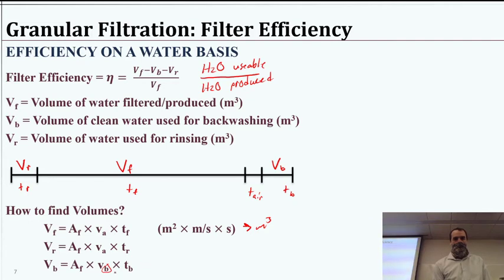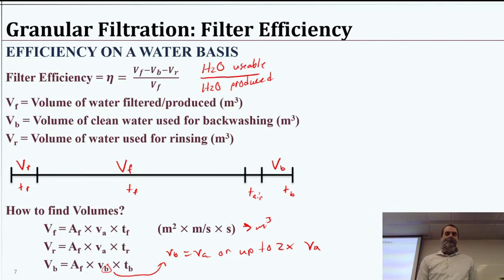Okay, so what I want to say here is that sometimes VB can equal VA, or typically up to 2 times VA. Okay, so this is basically just saying, in terms of the speed at which we backwash, of course we're going to use more water if we're backwashing at a faster rate, but we might change this depending on the filter and its operation. Some operators will go up to about 2 times the loading rate.